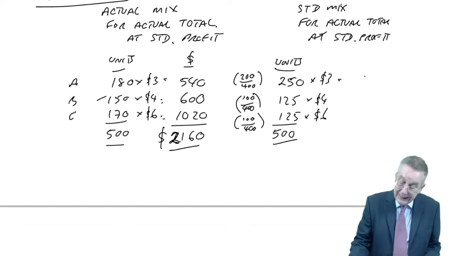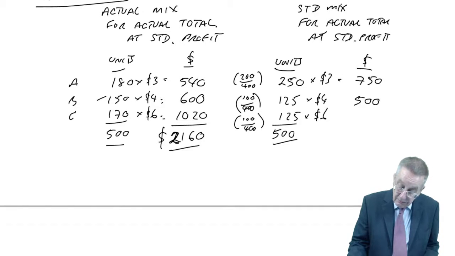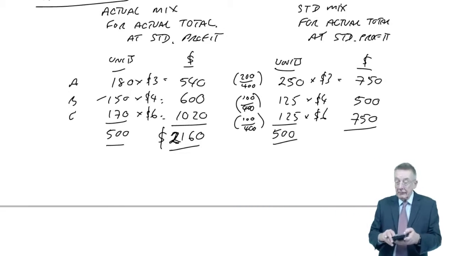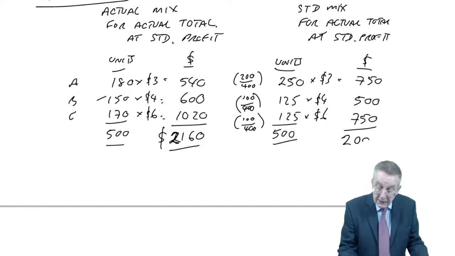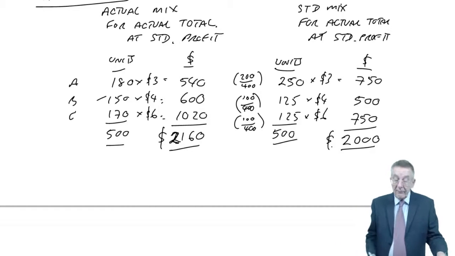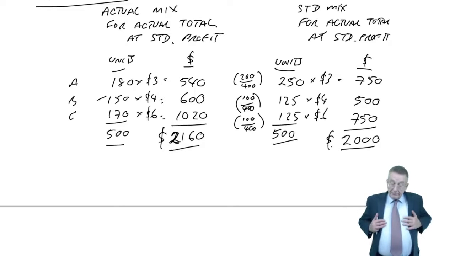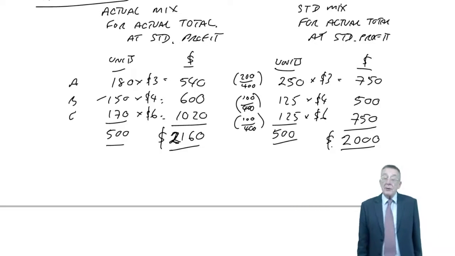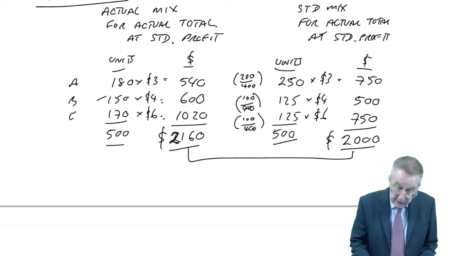Standard mix, 750, 500, 750. Am I getting these right? I hope so. Yeah. Total 2000. And so, even on the 500 we actually sold, the fact that the mix between the three products has changed has gained us 160.